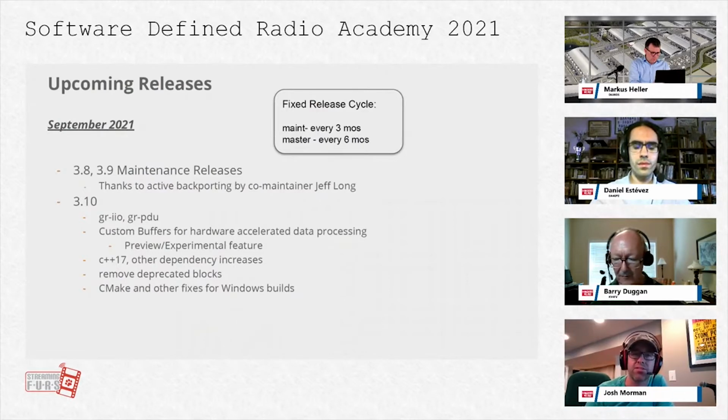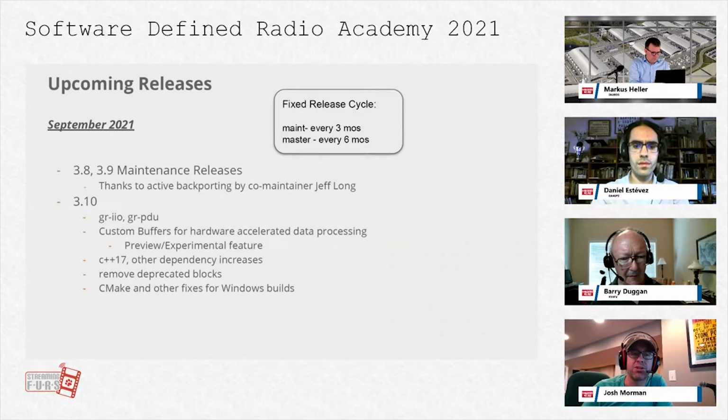So about every 3 months or so, we're doing releases off of the maintenance branches to get those bug fixes out there, and then about every 6 months or so, we're going to do a release off the master branch, which our next one will be 3.10. So coming up in 3.10, GR SOAPy already went out in 3.9, so that'll be in 3.10 as well. We'll also have the GR PDU and GR IIO.